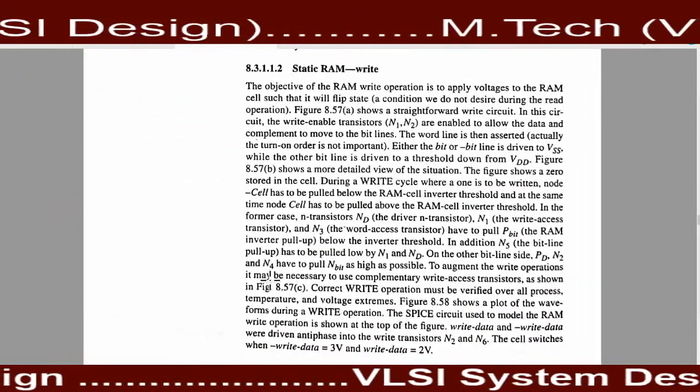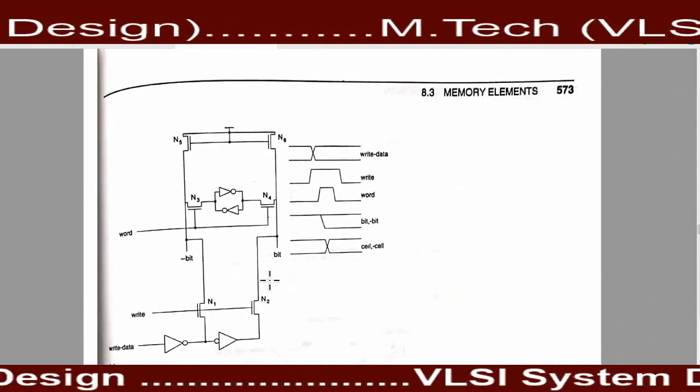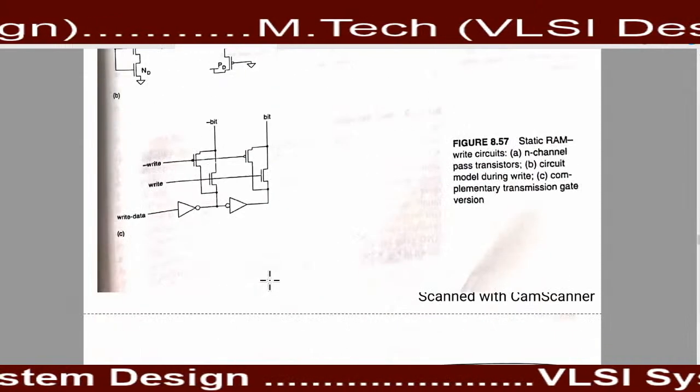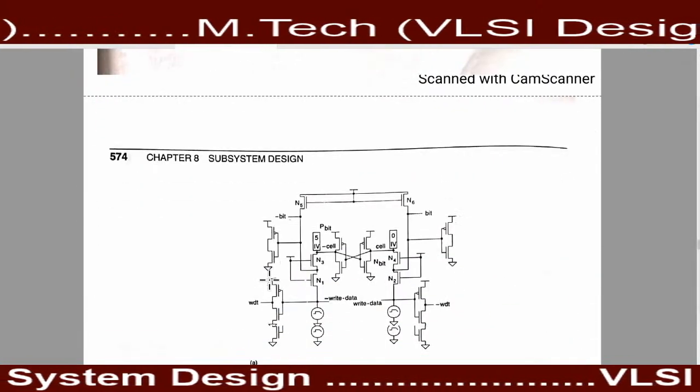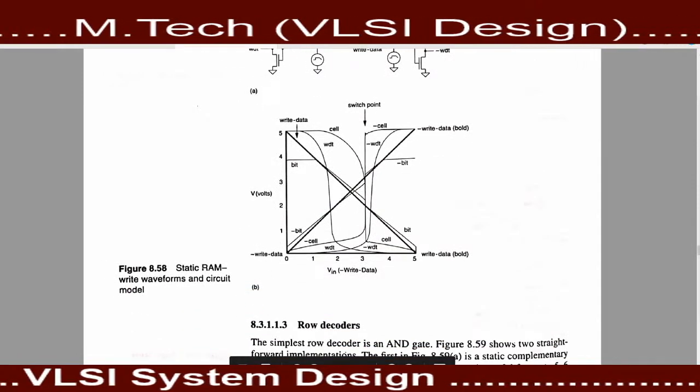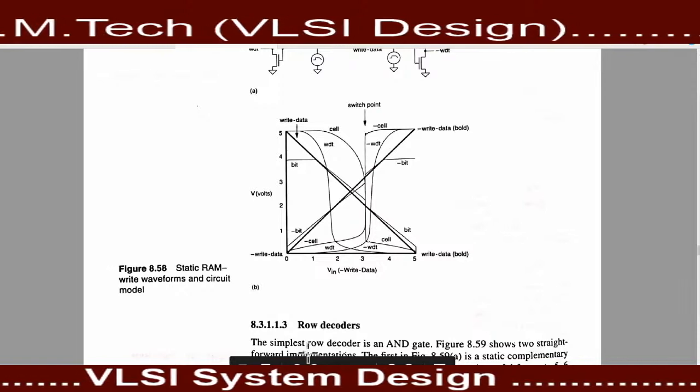So this is all about the static RAM reading and writing operation. I hope you understand this topic. In the next class we will discuss the row decoder and sense amplifier topic.